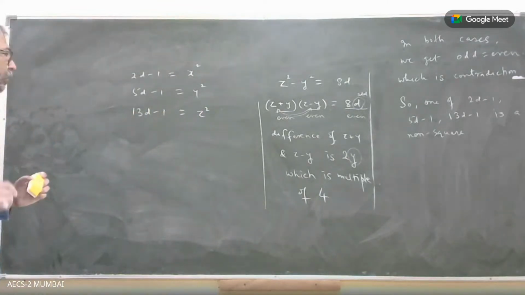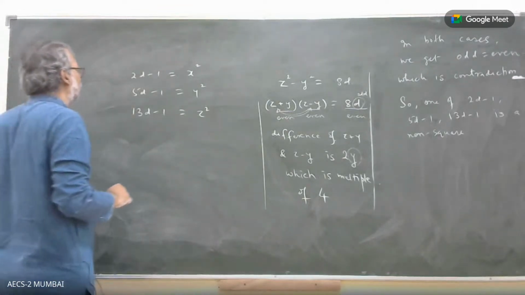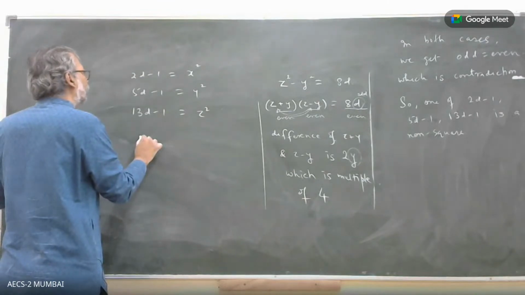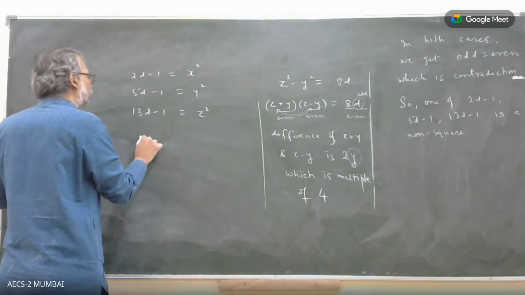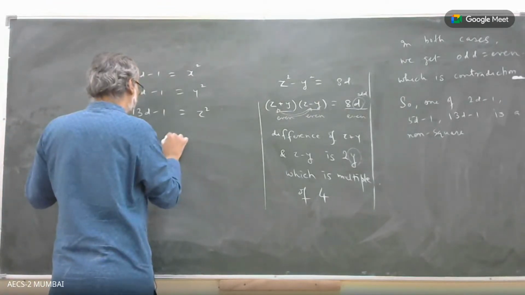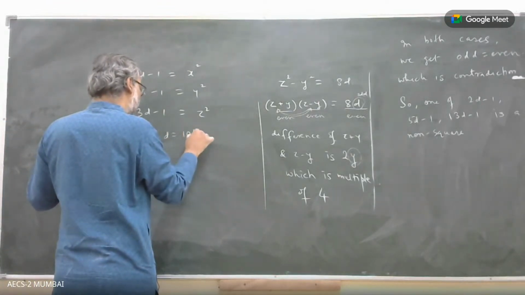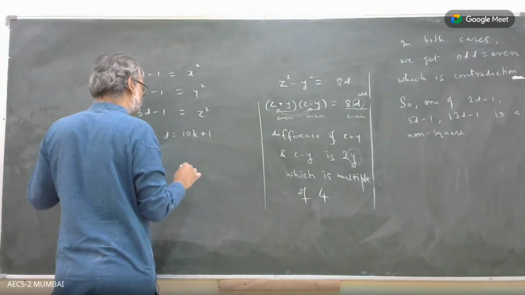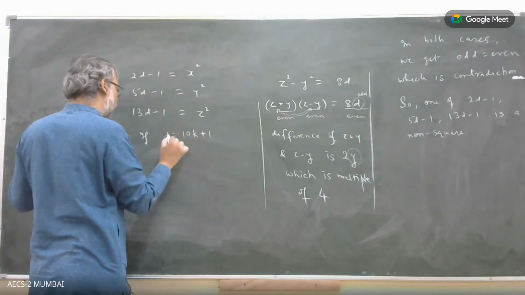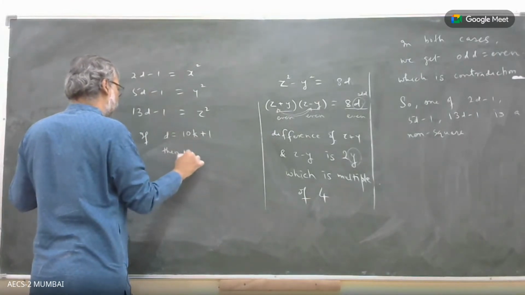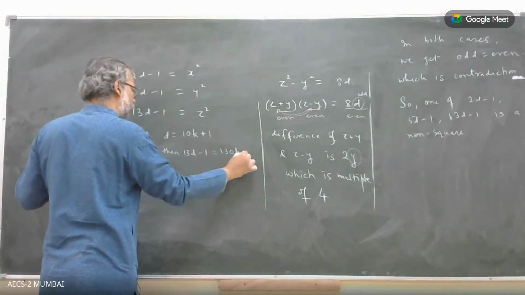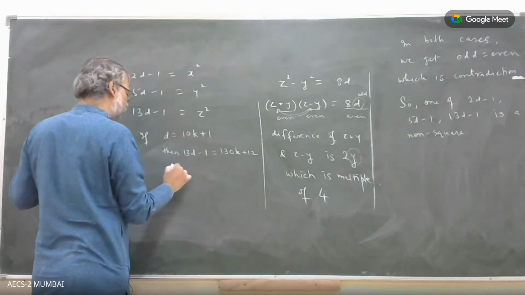So sir, let's suppose d is equal to 10k plus 1. Sir, then the unit digit of z squared becomes 2, which is not possible. But why should d be 10k plus 1? There are other forms, right? Yes sir, okay, I got it. D is 10k plus 1, then the unit digit of z squared becomes 2, not possible.